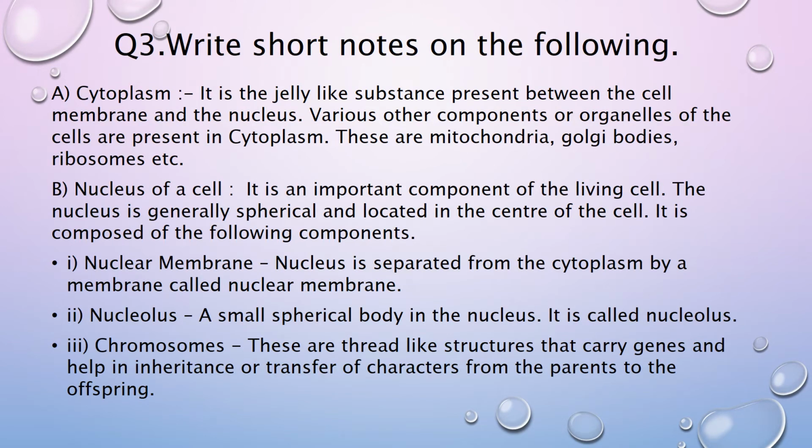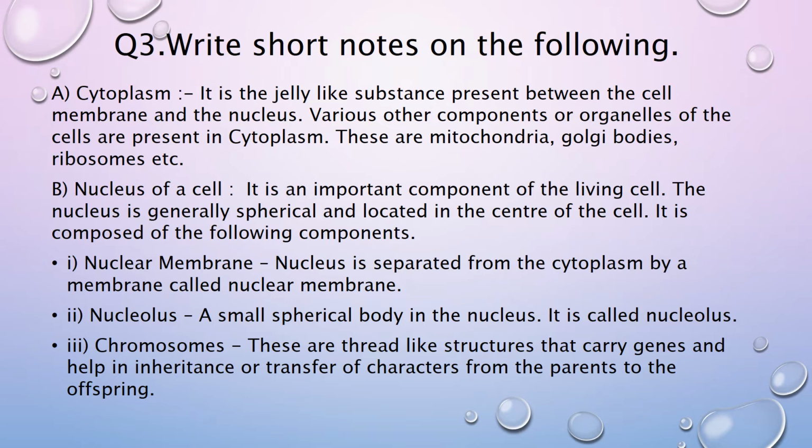Question number 3 is write short notes on the following. A is cytoplasm. It is a jelly-like substance present between the cell membrane and the nucleus. Various other components or organelles of the cells are present in cytoplasm. These are mitochondria, Golgi bodies, ribosomes, etc. Mitochondria give energy to the cell to do various processes. That is why they are known as the powerhouse of the cell.